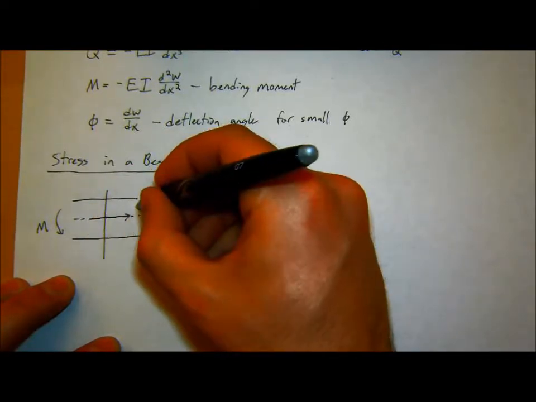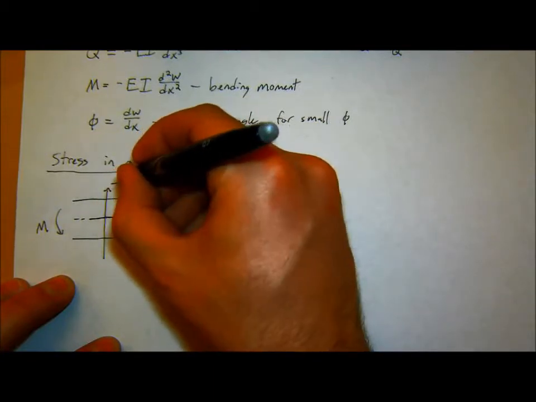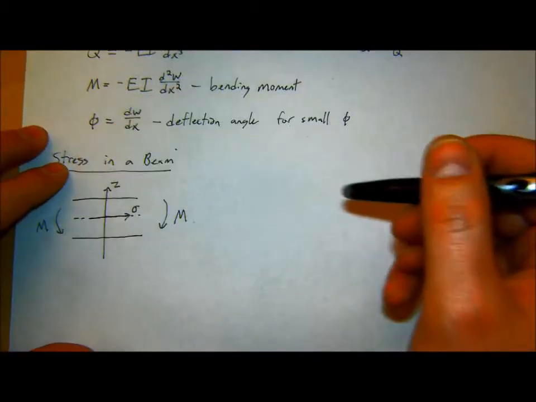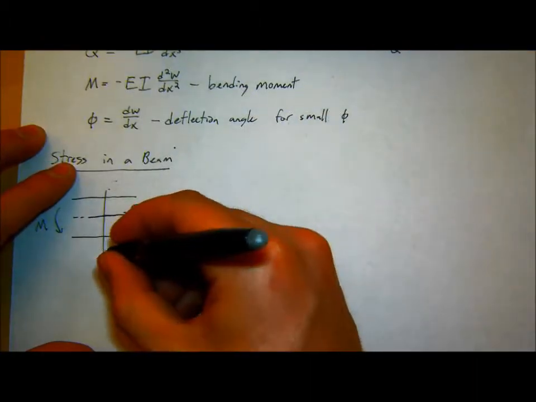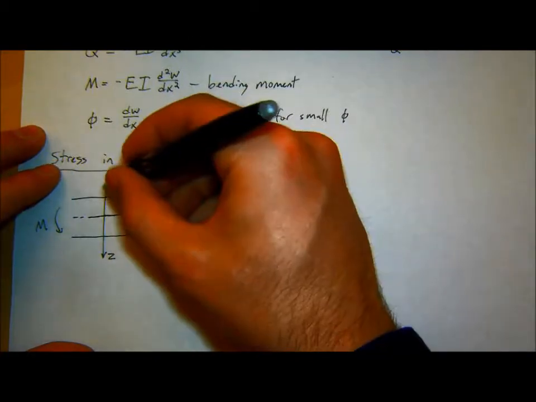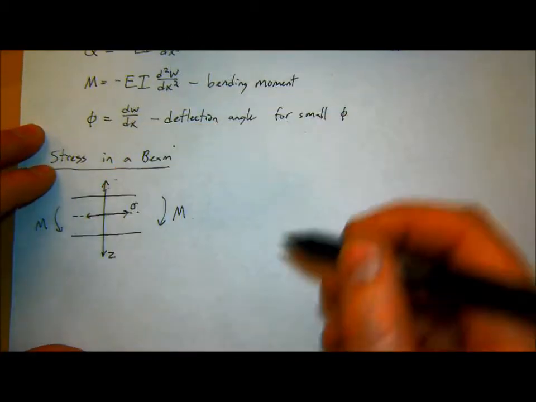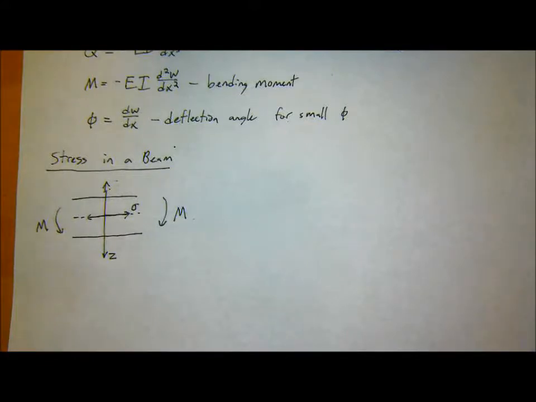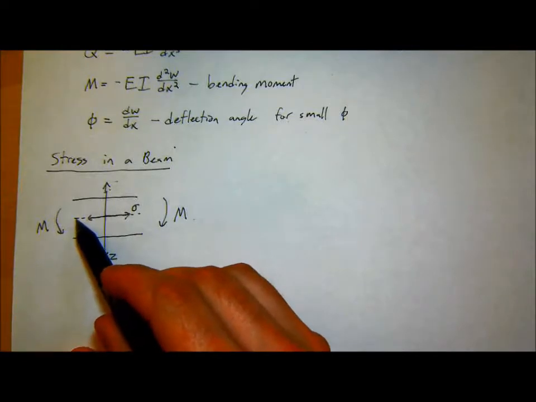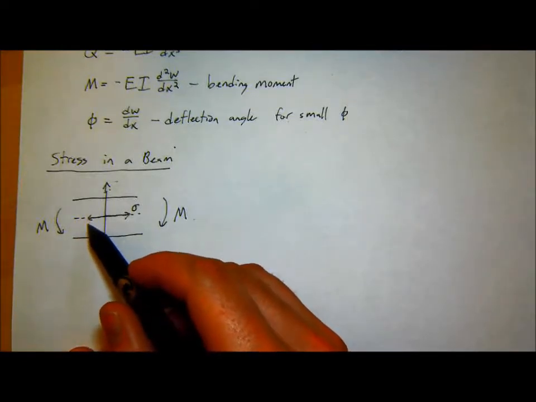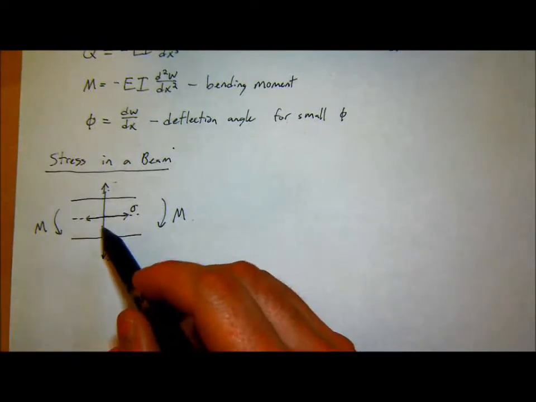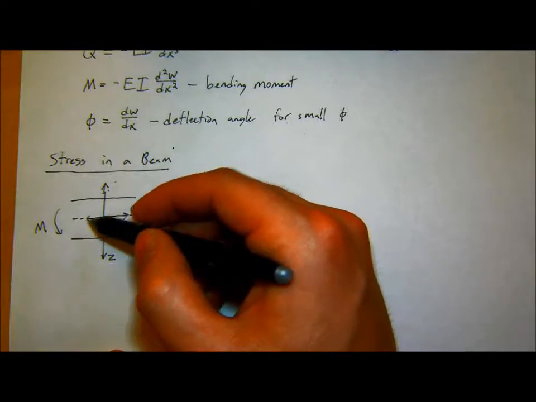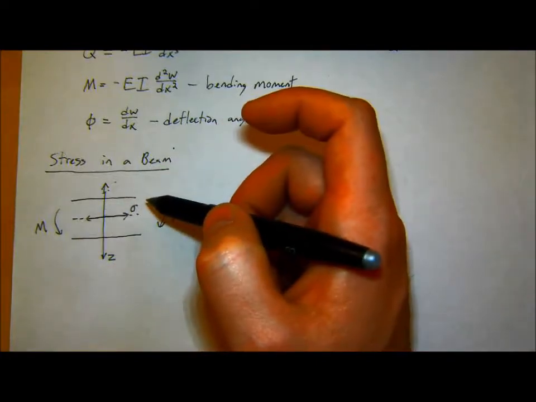I'm going to define this as a stress. This is now my z position. Let's define z downward, positive z. Now, another major assumption that goes into Euler theory is that around the neutral axis of the beam, around the center of mass of the beam, there is no deformation. So that, along with plane sections remaining plane, means there's no stress in this neutral axis.